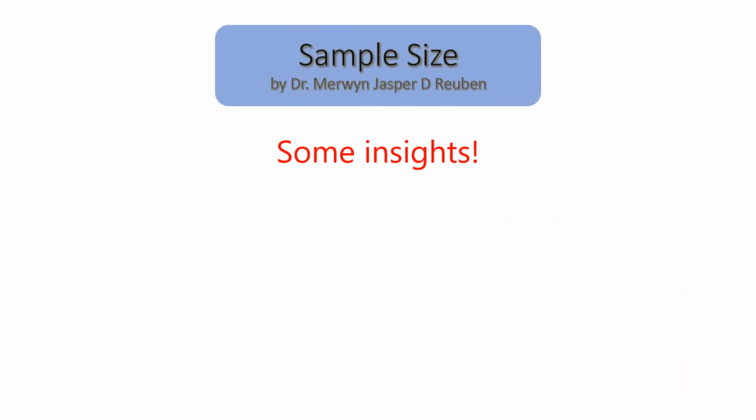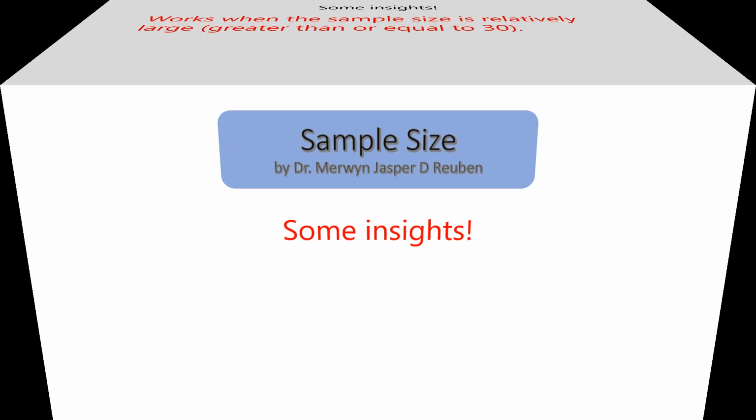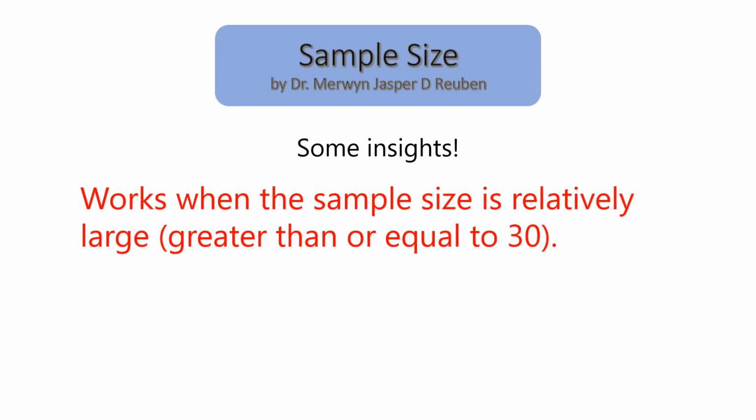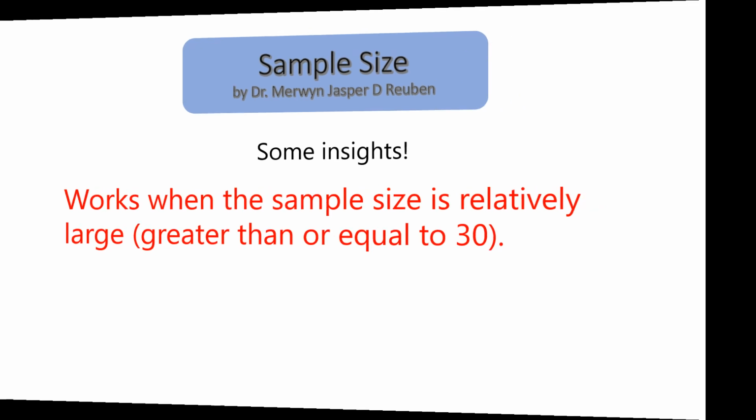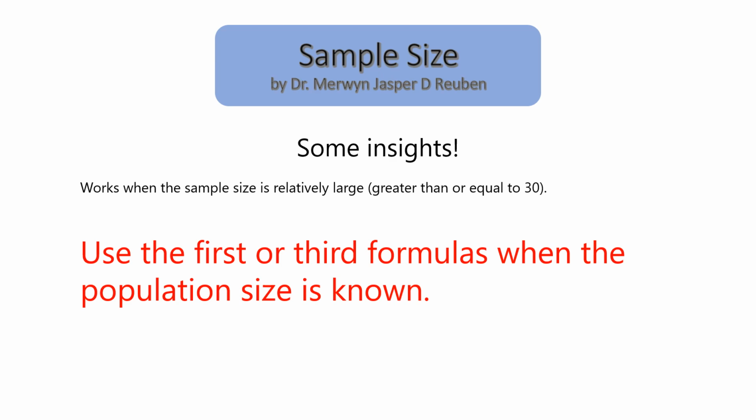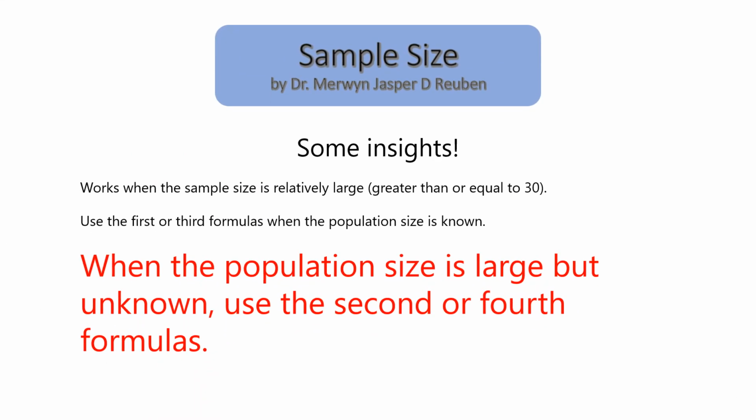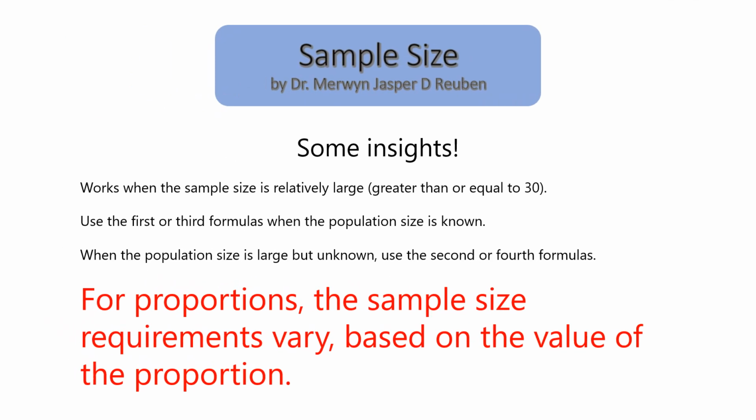There are some pitfalls in this, so let's see some of the insights into these formulas. These formulas work when the sample size is relatively large, greater than or equal to 30. Use the first or third formulas when the population size is known. When the population size is large but unknown, use the second or fourth formula. For proportions, the sample size requirements vary based on the value of the proportion.